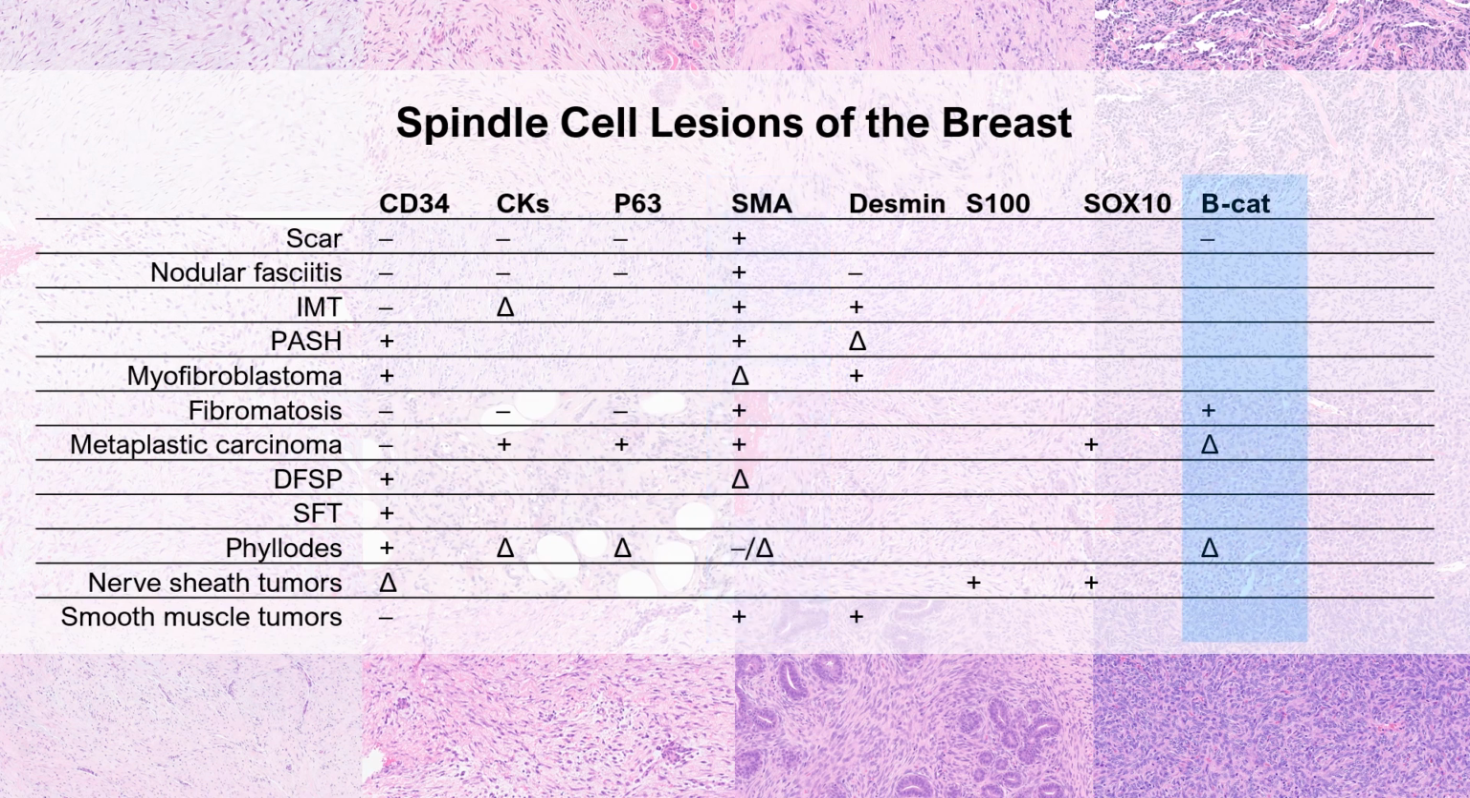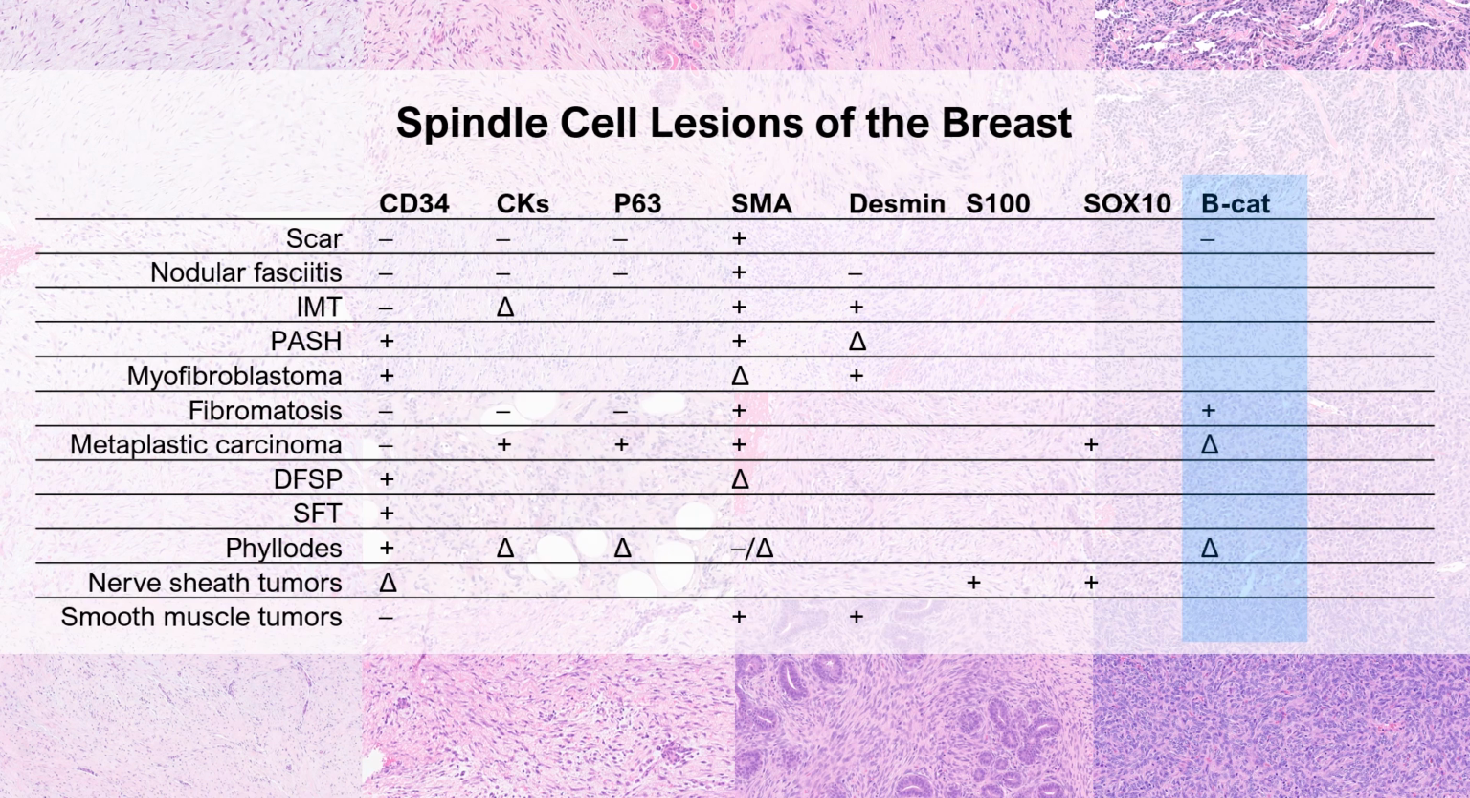Lastly, let's look at beta-catenin. While this is useful in confirming a diagnosis of fibromatosis, nuclear beta-catenin expression is not specific to desmoid tumors, and two of the most important differentials, namely fibromatosis-like metaplastic carcinoma and phyllodes tumors, can show a similar pattern of staining due to molecular progression, where the finding of nuclear beta-catenin expression is something of a bystander effect.